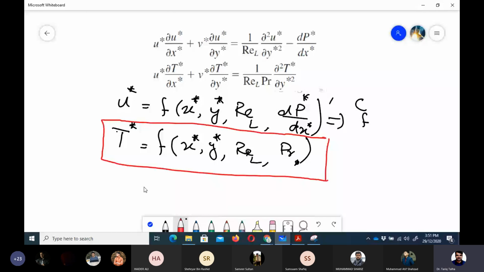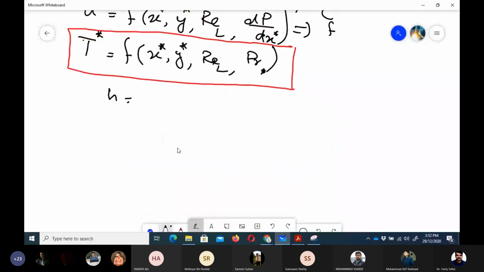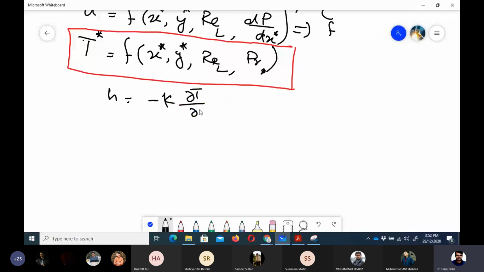So now, if you remember from the h definition which we studied in the beginning of this lecture, h was equal to minus k into partial T by partial y at y equal to 0, divided by Ts minus T infinity. Now we need to get T star here somehow, to see how we can write it in terms of h.